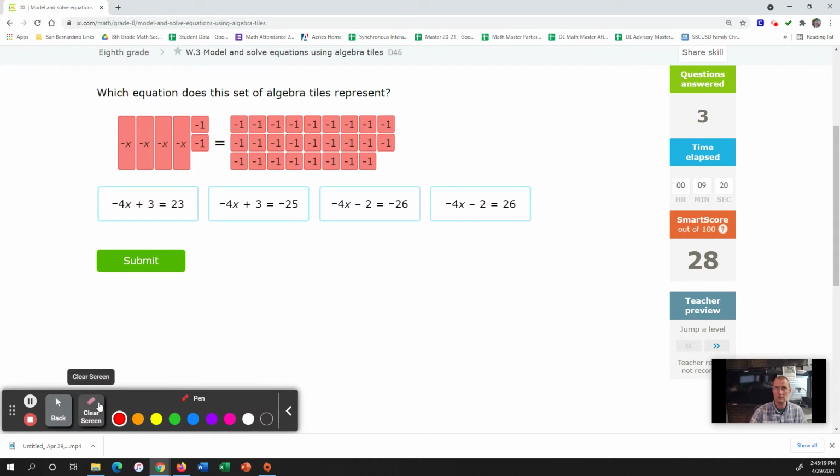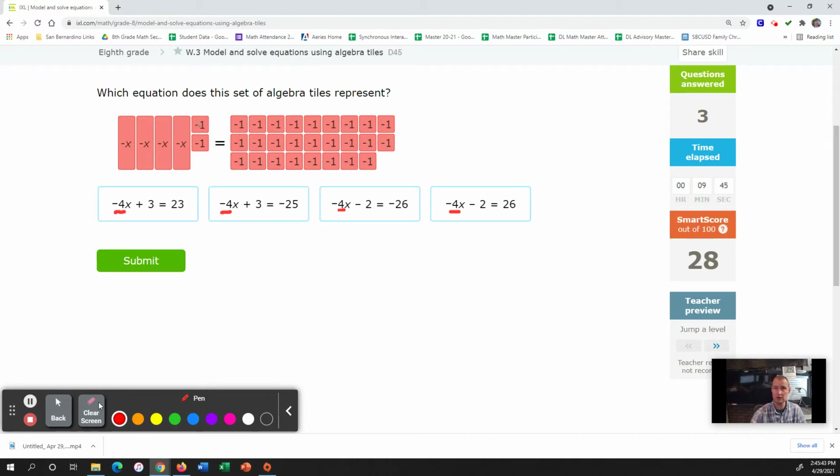All right. Which equation does this set of algebra tiles represent? Okay, the first thing we're going to start with is our negative x tiles. So we have 1, 2, 3, 4 sets of negative x. So we got a 4 there, looks good. Negative 4 there, looks good. Negative 4 there, looks good. Negative 4 there, looks good. So no elimination quite yet because the negative 4x has worked out perfect.